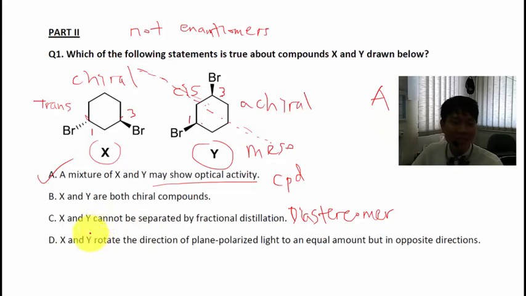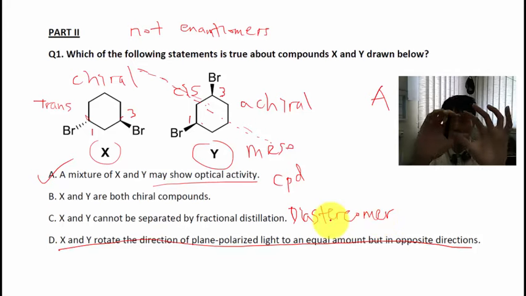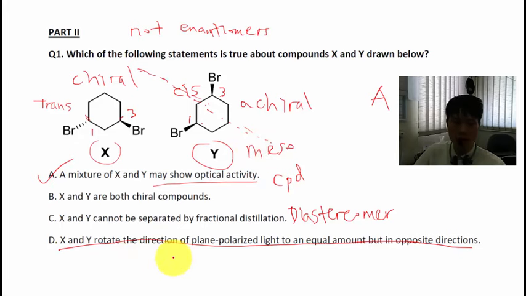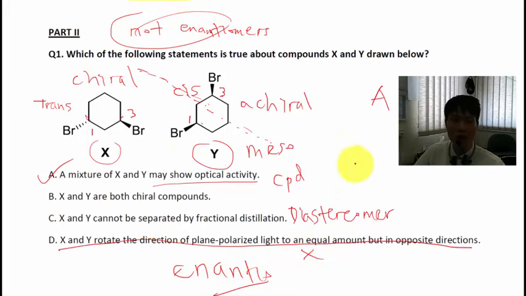For D, X and Y rotate the direction of plane polarized light to an equal amount but in the opposite direction. So always translate in chemistry questions. When they say that they rotate the plane polarized light by an equal amount but in the opposite direction, they are trying to say that these two compounds are enantiomers. But we know that they are not. You see, I put down here not enantiomers. So again, D is wrong. So, tada, A is the answer.